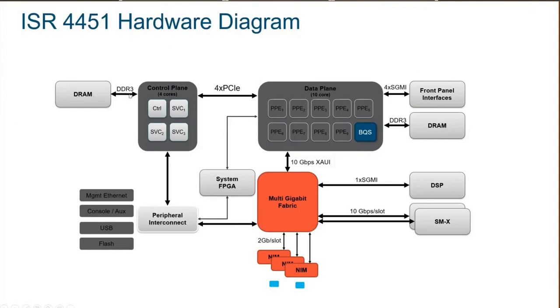It will have its own DRAM, and we'll have PCI interfaces, 4 PCI interfaces, as links between the control plane and data plane. The data plane will have 10 cores and a BQS. It will have its own dedicated DRAM, and it will have front panel interfaces, the built-in interfaces. There will be a peripheral interconnect which will connect the ports, management Ethernet, flash, and USB to the control plane, as well as the multi-gigabit fabric.